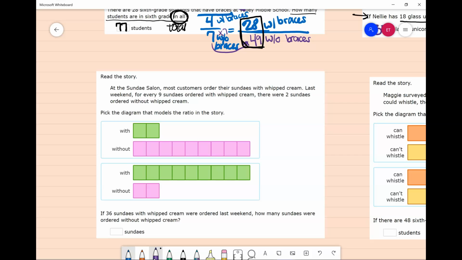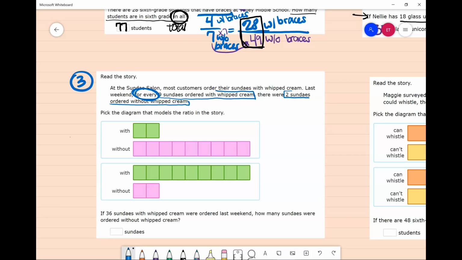My next example. At the sundae salon, most customers order their sundaes with whipped cream. Last weekend, for every 9 sundaes ordered with whipped cream, there were 2 sundaes ordered without whipped cream. Pick the diagram that models the ratio in the story. Okay, so 9 sundaes ordered with whipped cream, and then there were 2 sundaes ordered without whipped cream.